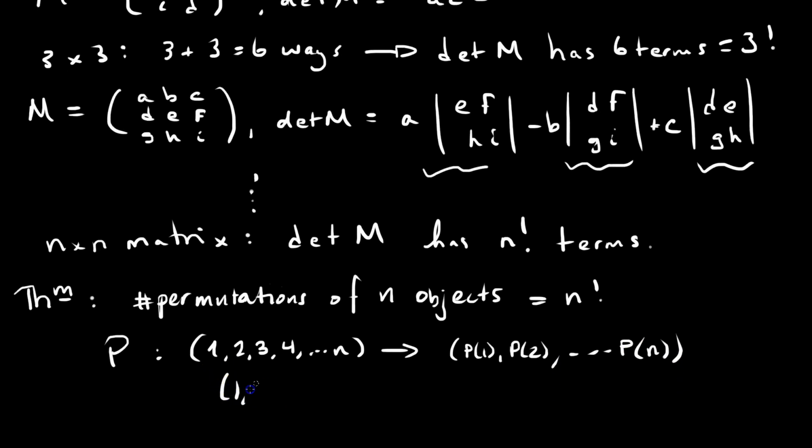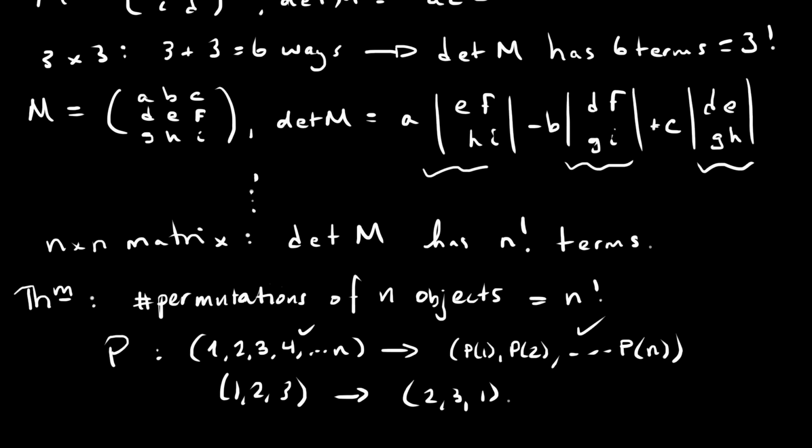So for example, for 1, 2, 3, a permutation of that would be 2, 3, 1. It just takes an ordered set and changes the order. That's all it does. So the number of permutations of n objects is n factorial. If I have n numbers, there are n factorial ways to change the order of them. That's just a theorem.